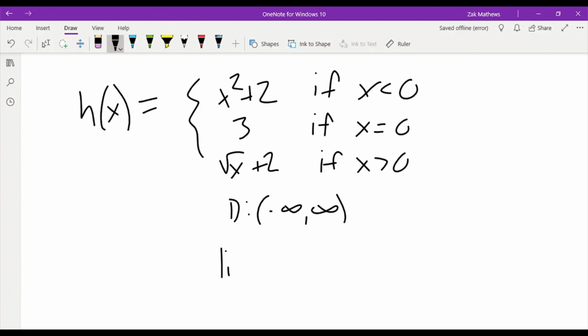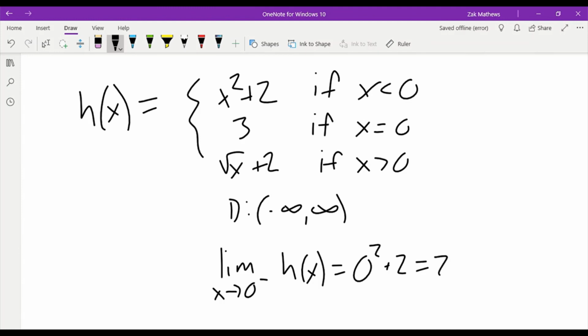Let's take the limit value as we head to 0 from the left. We called it h of x. And so that means I'm going to use that very first equation. So we'll have 0 squared plus 2. And that's equal to 2.